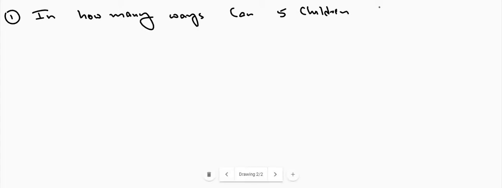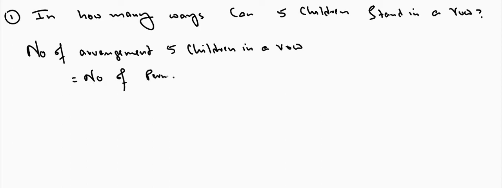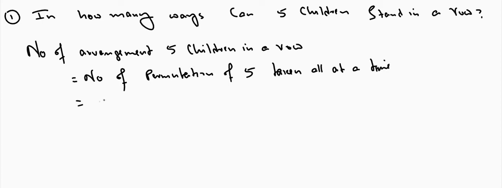Question number 1. In how many ways can 5 children stand in a row? This number of arrangements of 5 children in a row is equal to the number of permutations of 5 taken all at a time. That is equal to the permutation of 5 children taken all at a time.